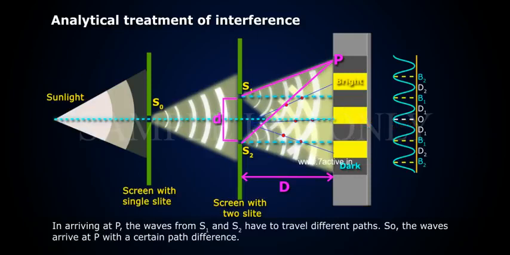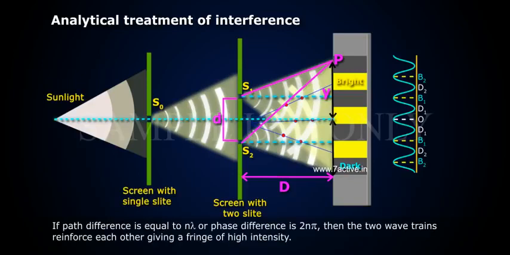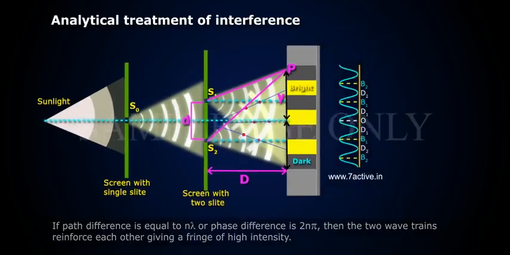In arriving at P, the waves from S1 and S2 have to travel different paths. So, the waves arrive at P with a certain path difference. If the path difference is equal to n lambda, or the phase difference is 2n pi, then the two wave trains reinforce each other, giving a fringe of high intensity.